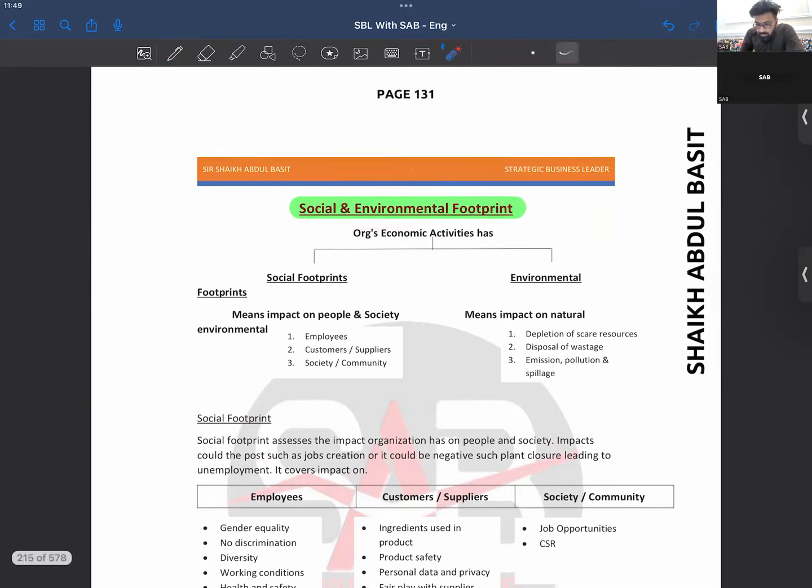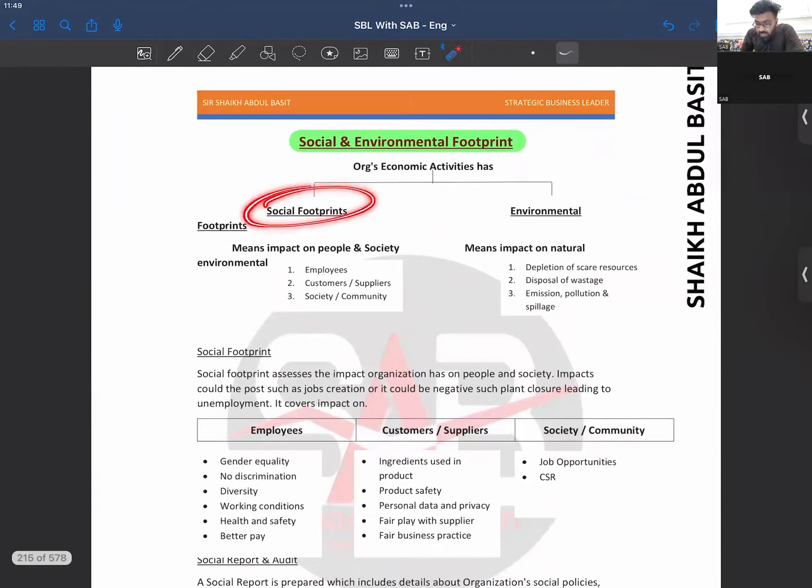Let's discuss this: social and environmental footprint. What is social footprint? What is environmental footprint? First, you need to understand what exactly footprint means. Footprint means impact on people and society, and environmental footprint means impact on the natural environment.